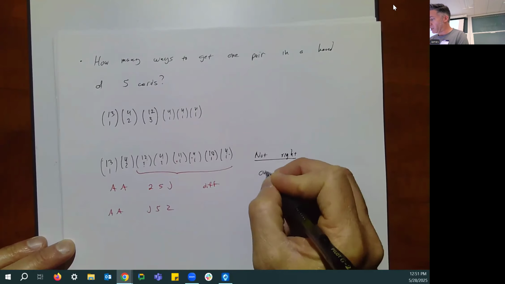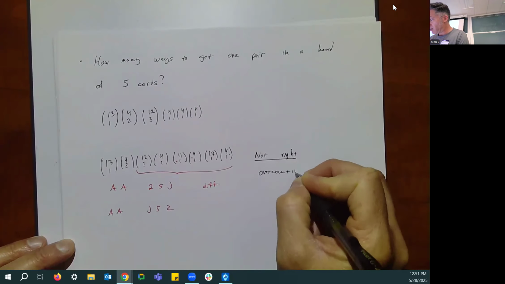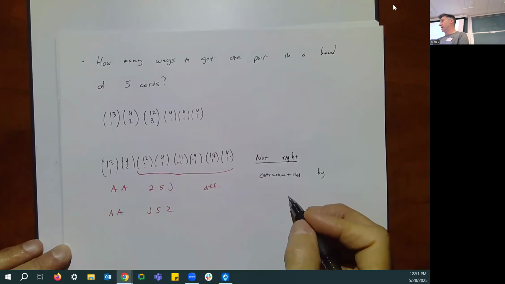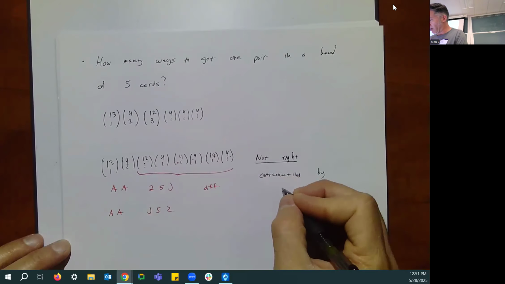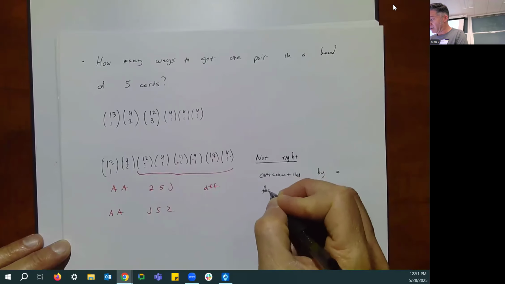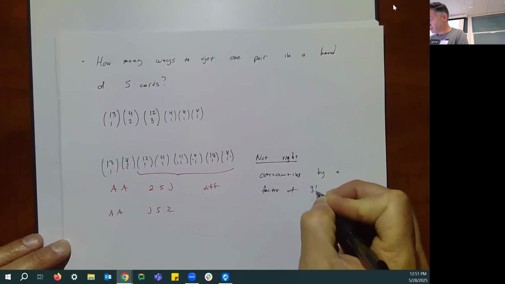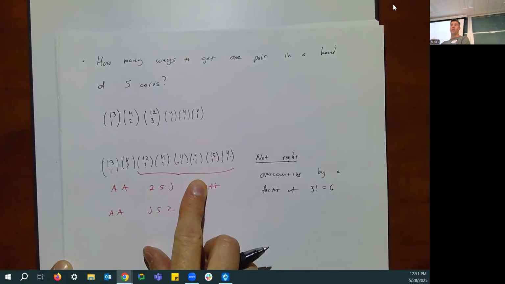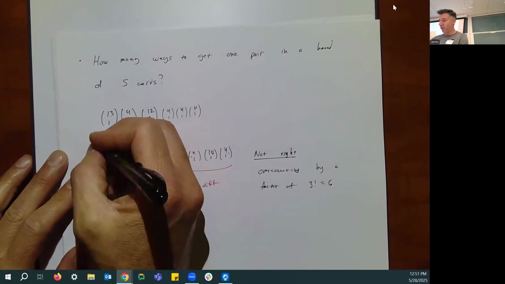Here we're overcounting by a factor of the order mattering in this last one here. So we're overcounting by a factor of six. Because we're saying, oh yeah, these three cards, you could reorder them, but that's not what we want. So we don't want this.